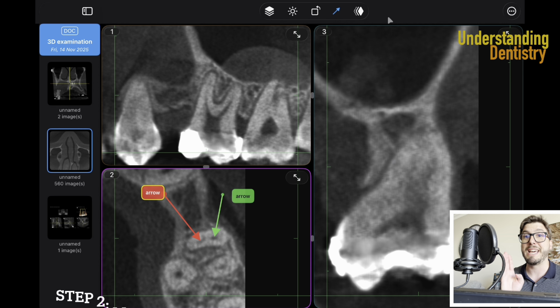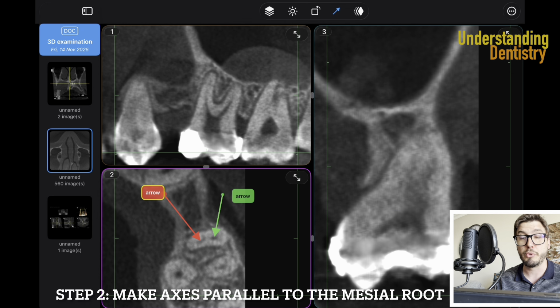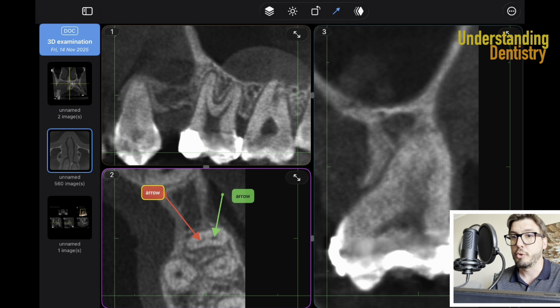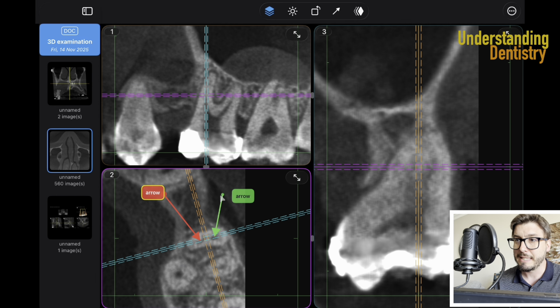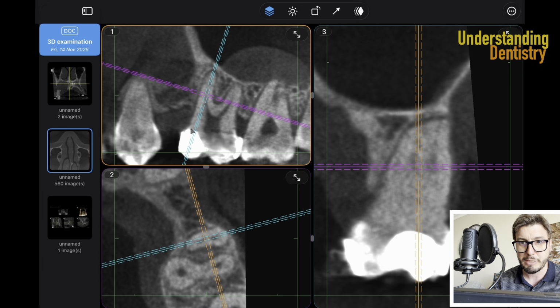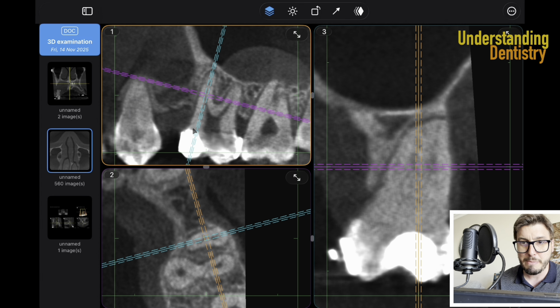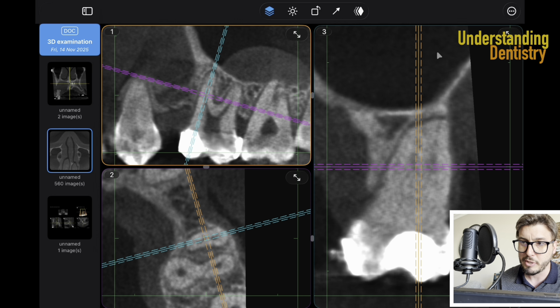We need to make all the axes parallel to the mesial roots, or perpendicular, of course, to these roots. So let's review this now. We have the axis again. Let's turn on the axis and let's make everything parallel. So it's not parallel completely, and now I am making it parallel. And look at this. You can already see this is the cross-sectional image, and the cross-sectional image, which is now a coronal plane, of course, is the correct image for you to detect the length of those root canals. Okay, so of course that's the correct plane.